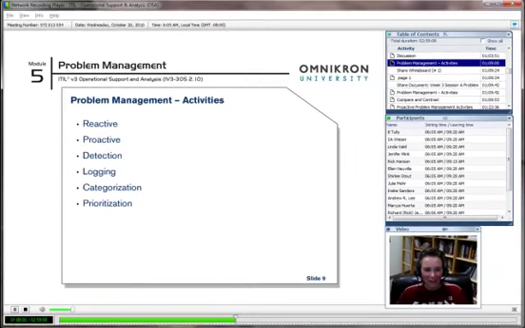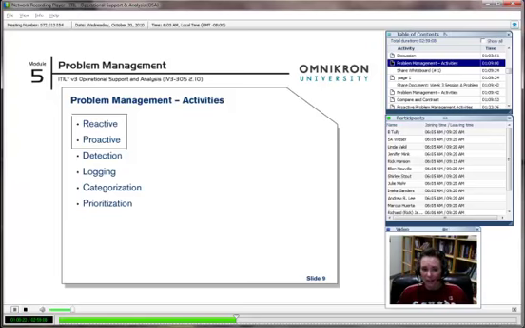Okay, so here are the high-level activities of problem management. First of all, realize there are two primary sides to problem management. We have the reactive and the proactive. So these activities can be done as a result of either focus.